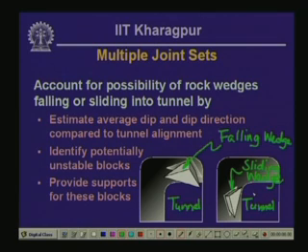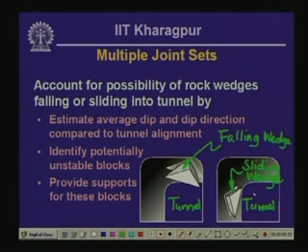Now, as a designer, your problem is to assess the stability of the falling wedge and the sliding wedge. The considerations are essentially the same as we discussed in the case of two joint sets in the previous slide, involving joints striking parallel to the tunnel alignment.